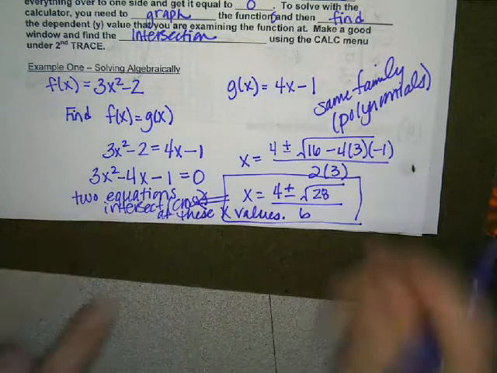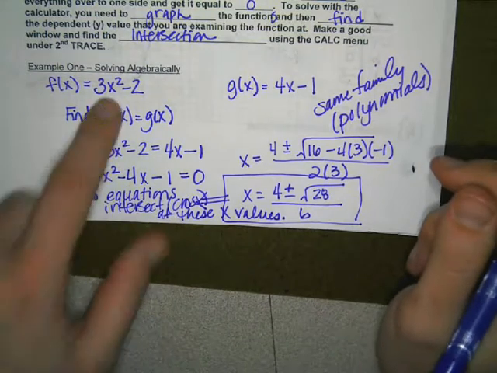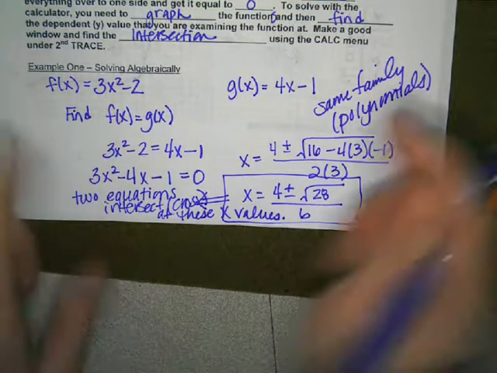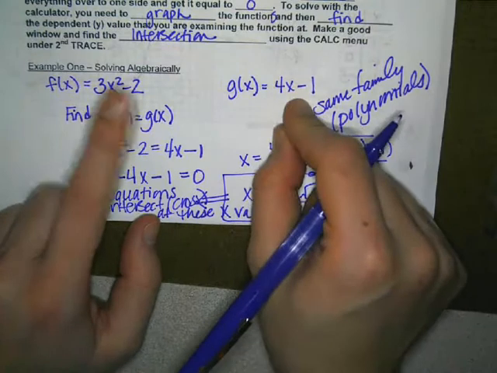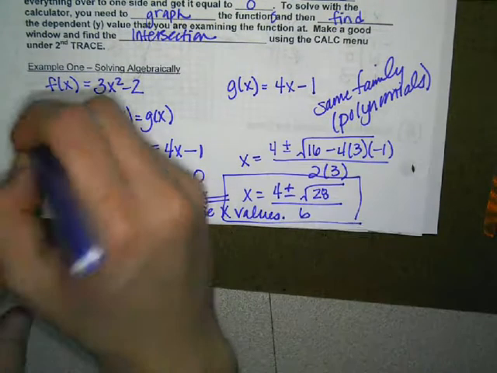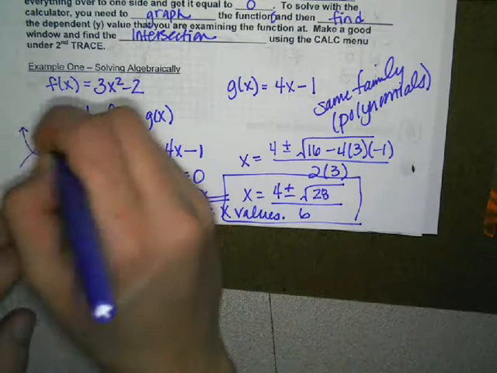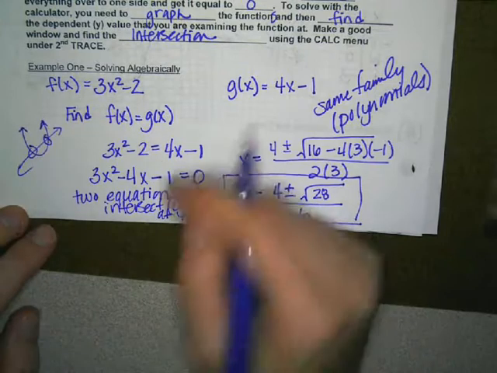Okay, so there's actually two places where these functions will cross each other, which if you notice, this is a quadratic, this is a line. So it does make sense that this line would go through the curve. If this was a curve, it would actually connect in two spots.